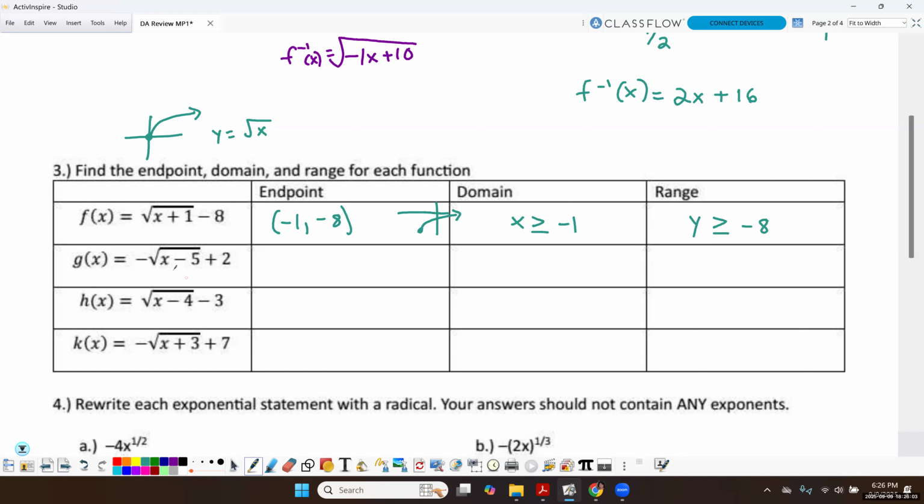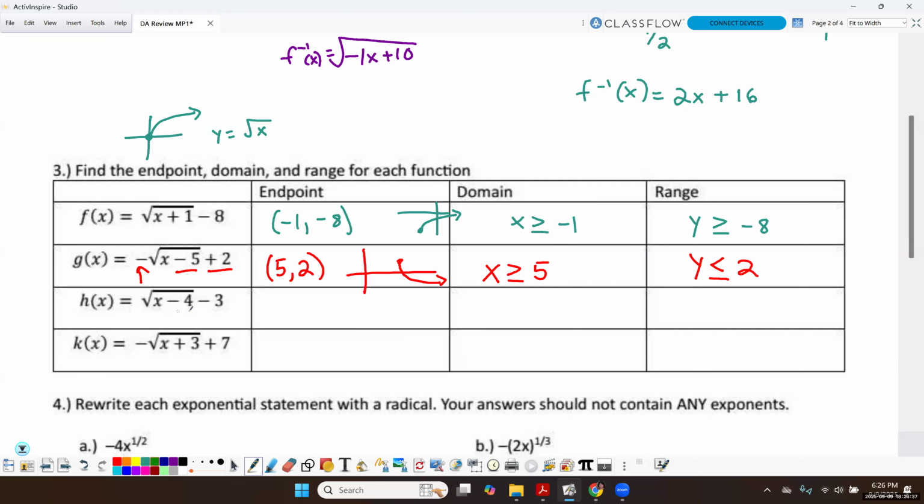Now for the next one, for g of x, I see that it goes right 5 and up 2. So 5, 2, so it goes right 5 and it goes up 2. And here's the endpoint. The difference here is because we have a negative in front, it comes down. We have a reflection over the x-axis. So the domain is going to be x is greater than or equal to 5, but the range is going to be less than or equal to 2 because it goes down from the endpoint.